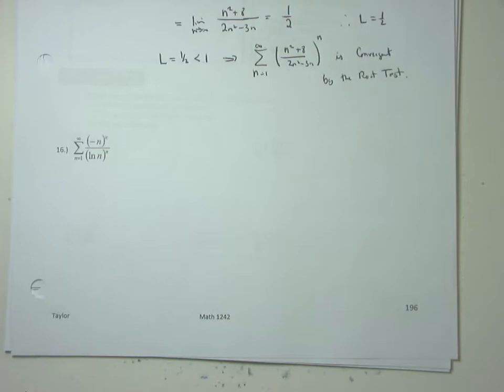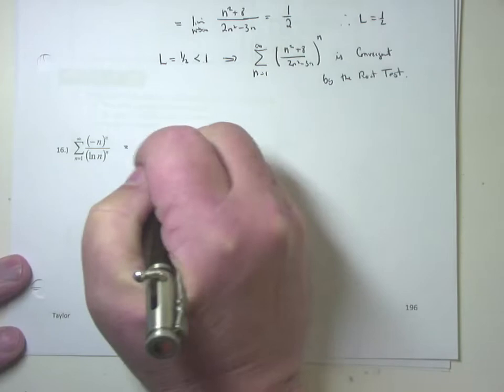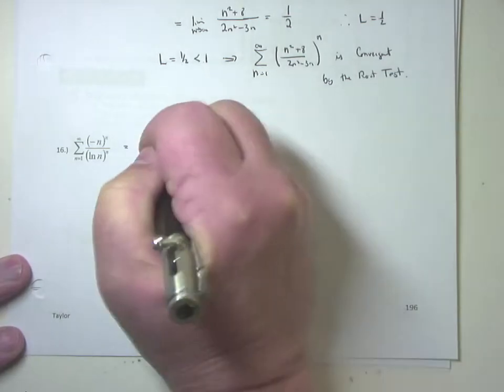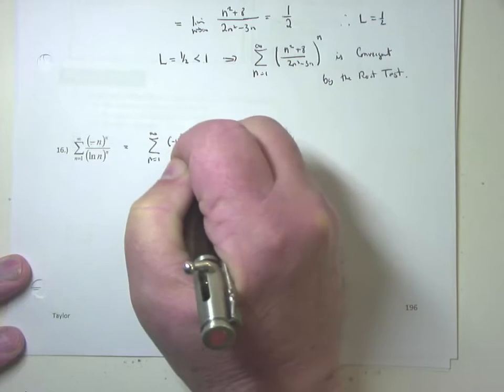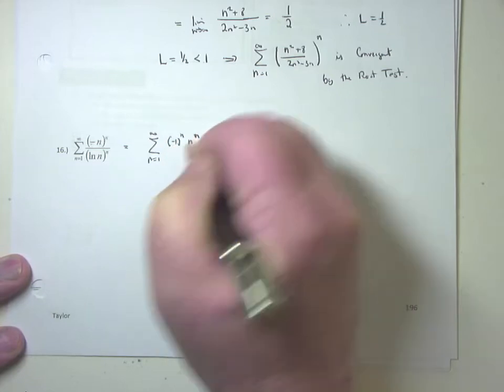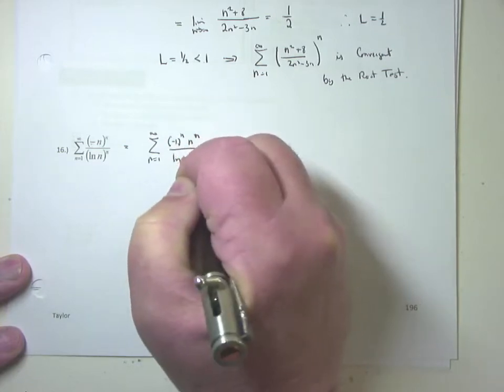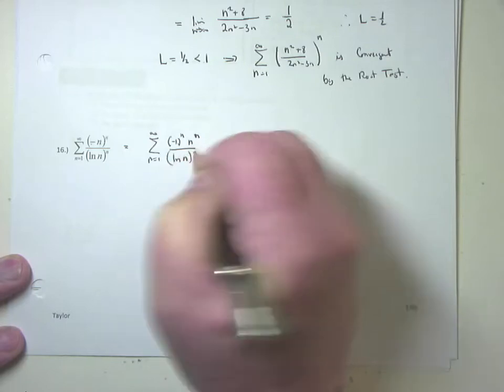Now let's take a look at this next one. I've got the sum as n goes from 1 to infinity of (-n)^n divided by the natural log of n raised to the n. The first thing you'll notice is this one actually is an alternating series, because if you clean this up, negative n raised to the n is the same thing as (-1)^n times n^n divided by (ln n)^n.